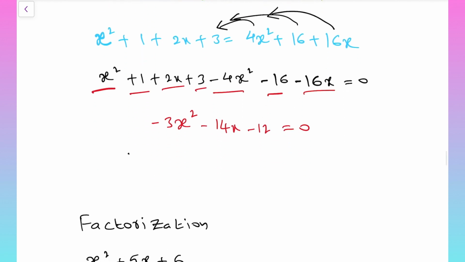If we observe this clearly now, minus 3x square is there, and the power is 2. So if the power, or the degree of the equation, is 2, then it is considered as a quadratic equation.